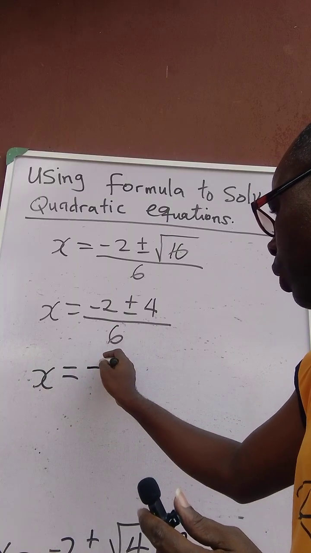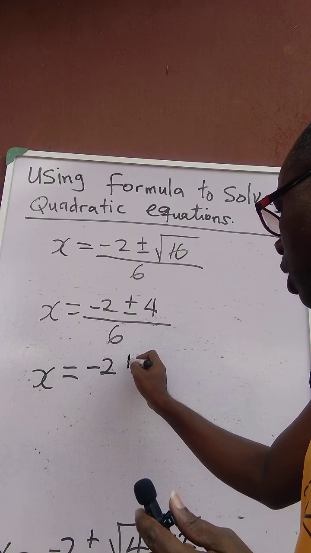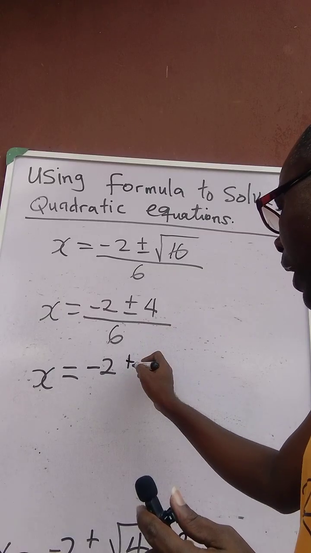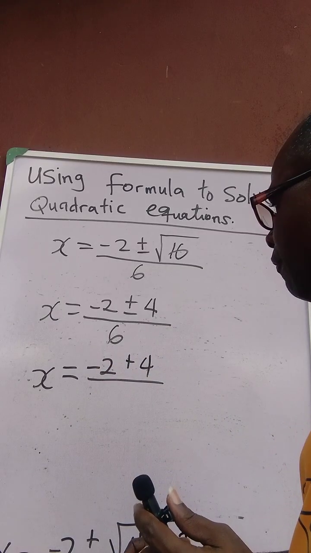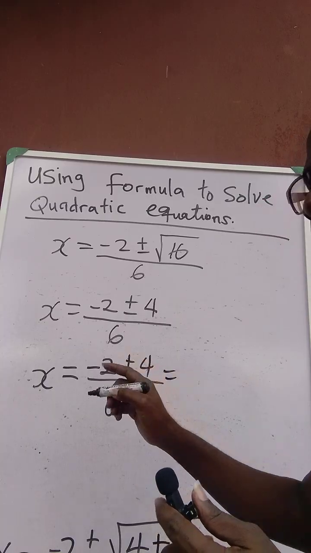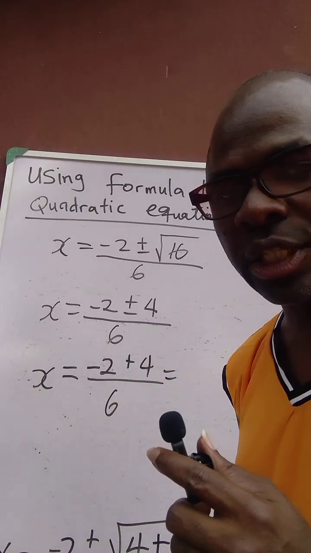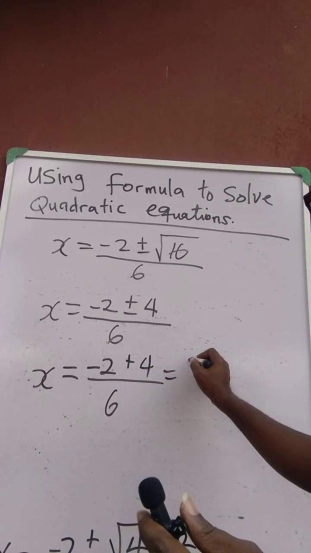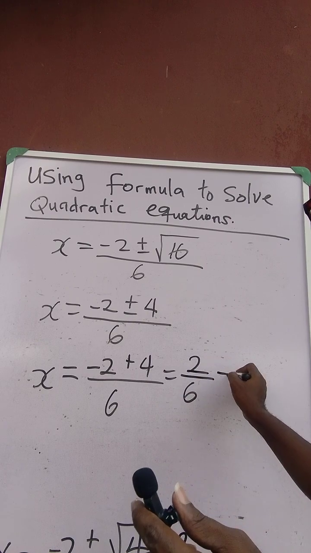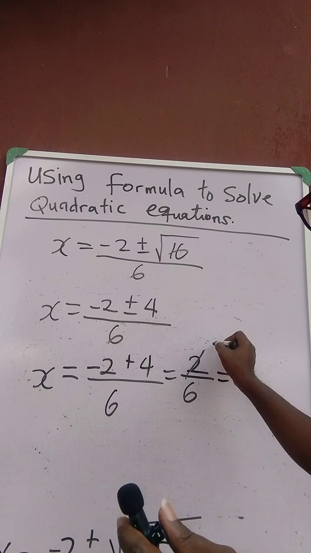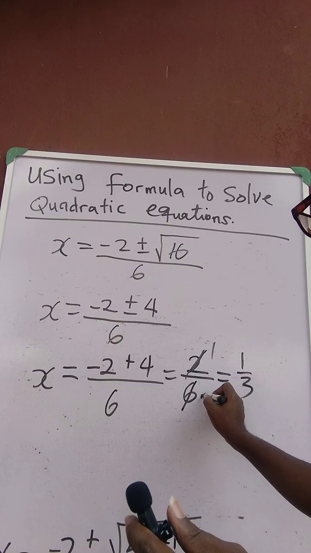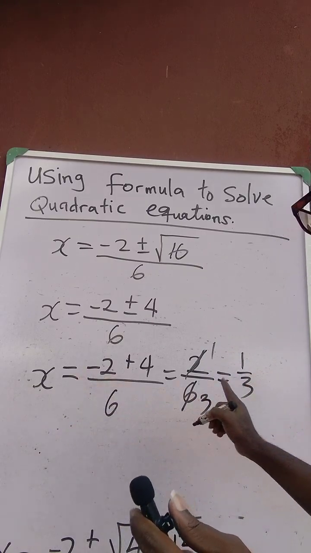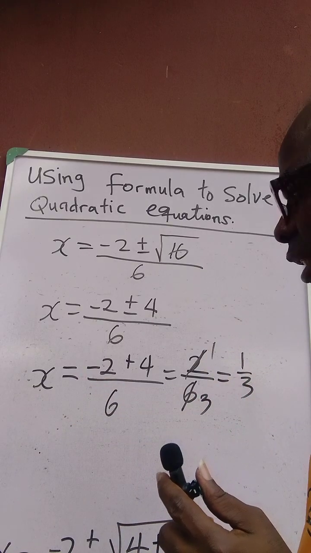Now x is equal to minus 2 plus or minus 4. So x is equal to minus 2 plus 4 over 6. Now minus 2 plus 4 over 6 is going to give us what? That will be 2 over 6. So x in this case will be 1 over 3, because 2 here is 1, 2 here is 3. So we have obtained the first value for x.